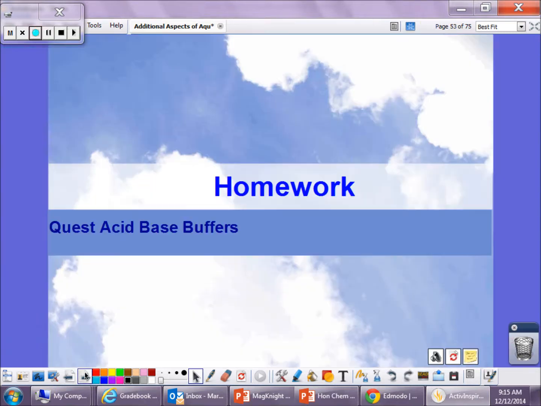Your homework, you have Quest acid-base buffers. This is the last one. Okay, Quest acid-base buffers. You should have Quest 1 through 5, and then acid-base buffers, and have your lab report ready.